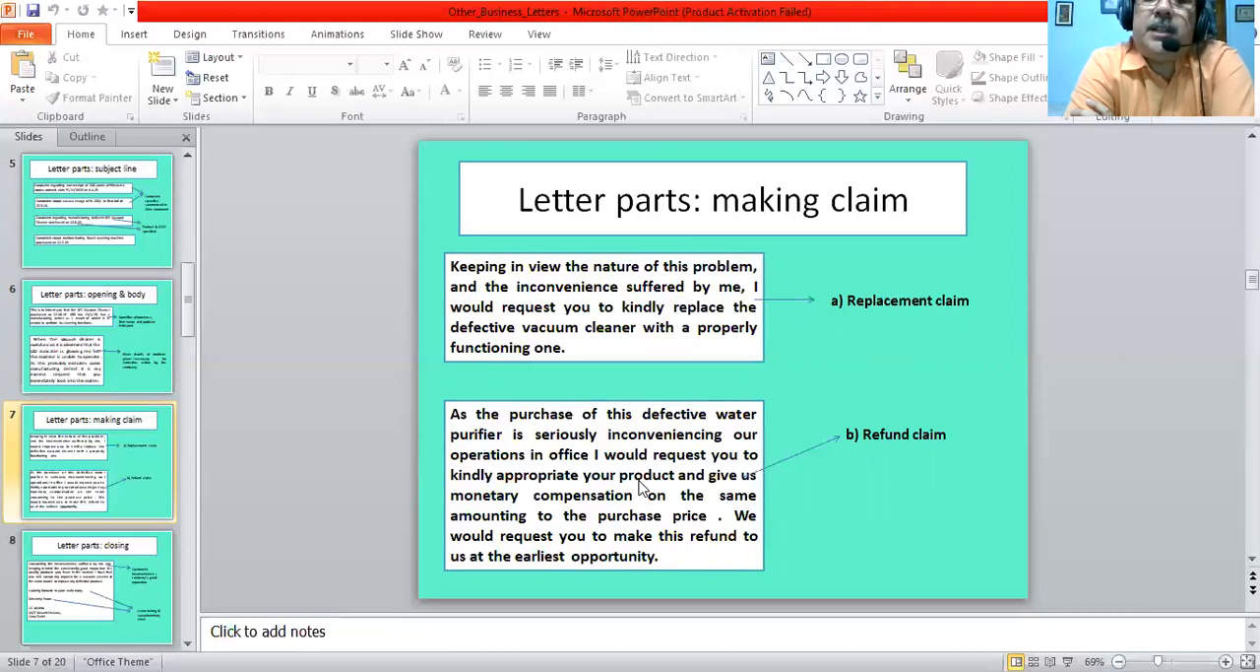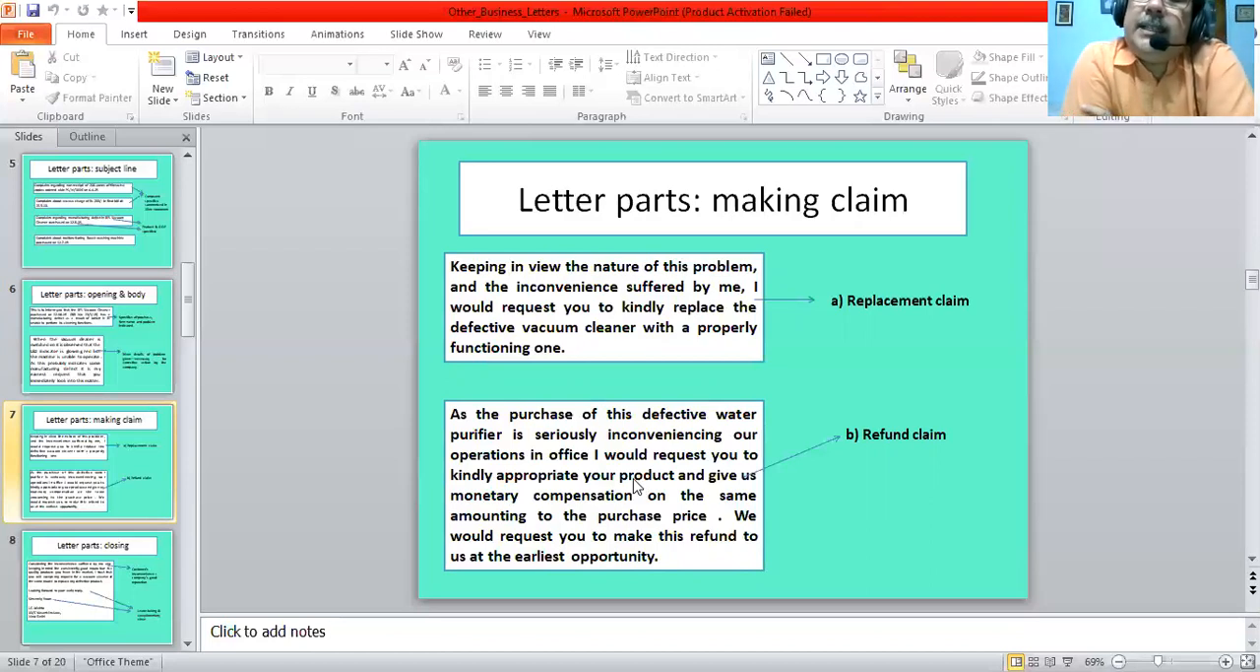There can also be an optional way of writing, or the claim that is made may not just always be that of replacement. It can also be that of refund. So in that case, how does one write? Let's take a look at the sample which is provided over here. As the purchase of this defective water purifier is seriously inconveniencing our operations in office, I would request you to kindly take back your product and give us monetary compensation amounting to the purchase price. We would request you to make this refund to us at the earliest opportunity.